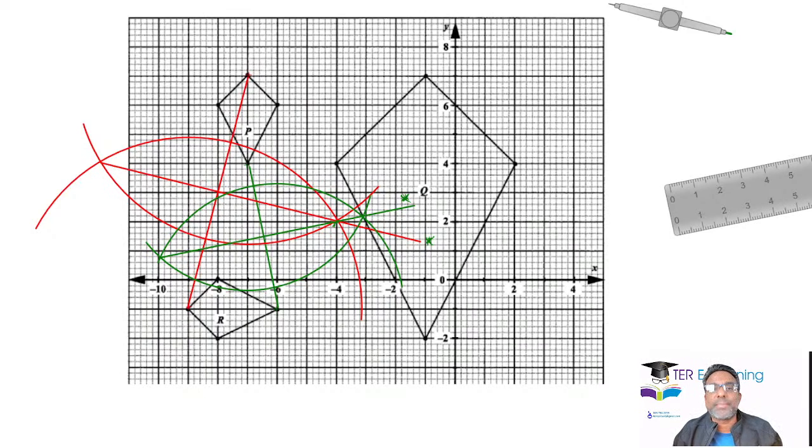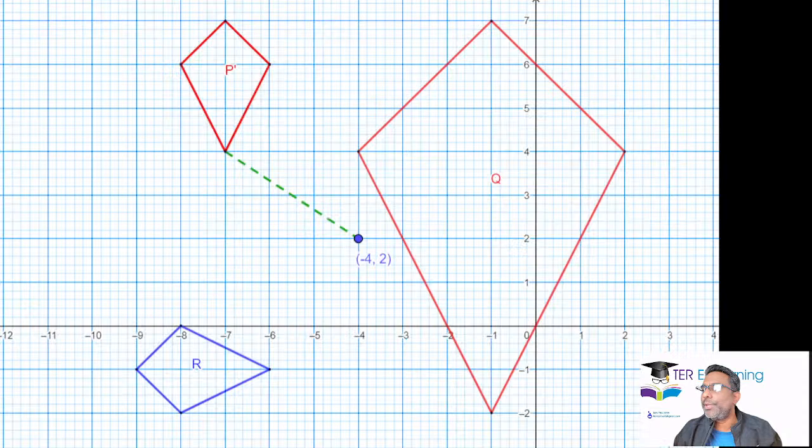Now, let's check something here. Let's close U and let's open U. What I have here is the quadrilateral P and I have R. So in the exam question, they gave you P across here, and then we had R here. The question was to describe the single transformation that maps P onto R.